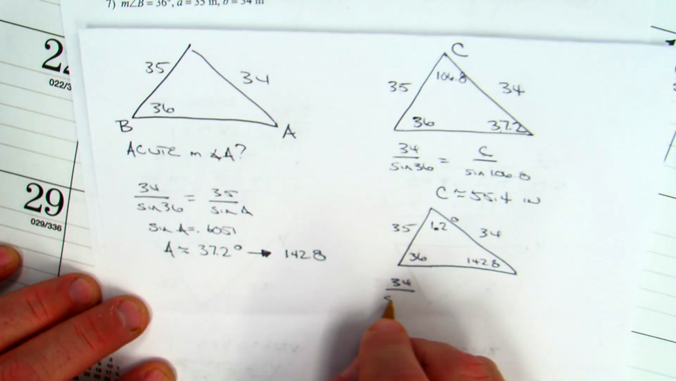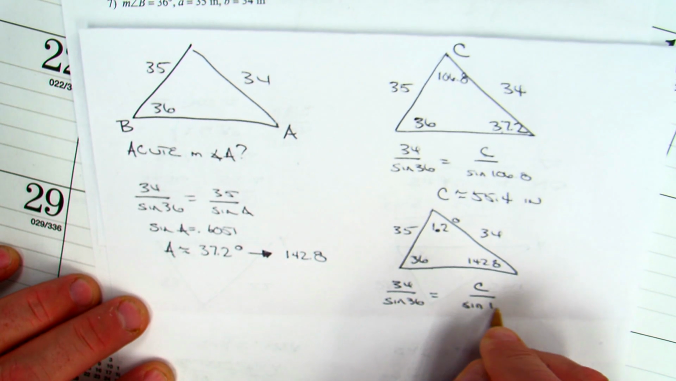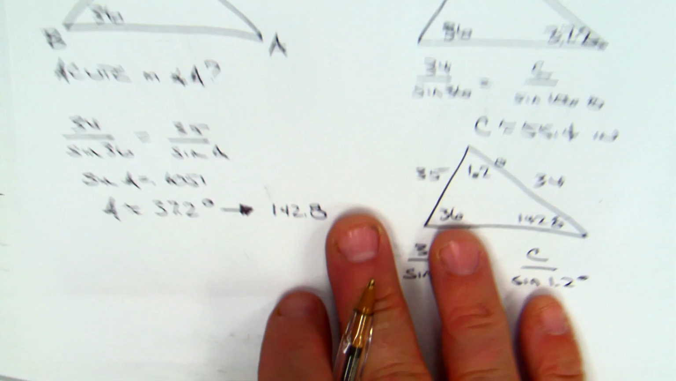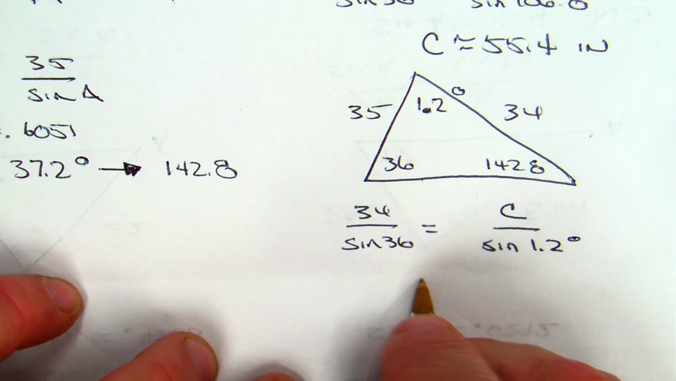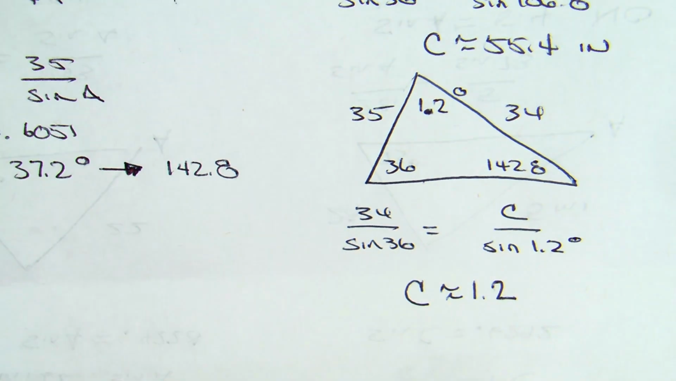34 over sine 36 equals C over the sine of 1.2 degrees. Multiply that sine of 1.2 degrees by 34. Comes out to be a decimal, which is fine. I then divide that by the sine of 36, which is also a decimal. And C, I believe, comes out to be approximately 1.2.